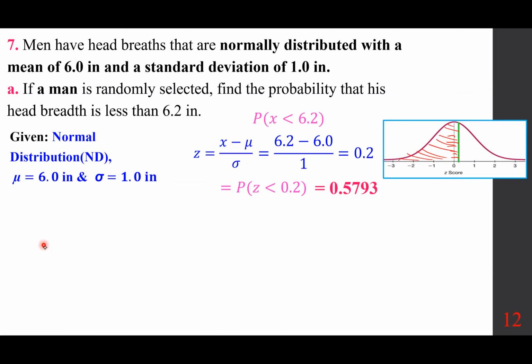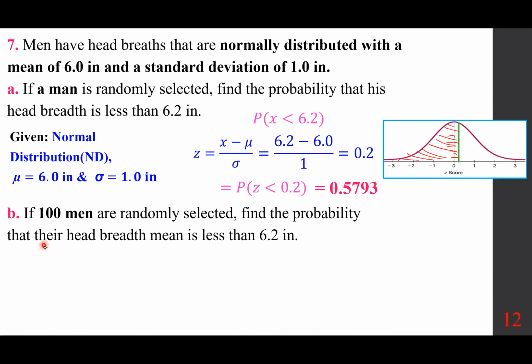$0.5793 from the table. If 100 men are randomly selected, what I want you to notice is this. In part A, we have one subject, a man. Now we have more than one, and it doesn't matter if it's 100 or any other number. Again, one man, one subject, versus more than one.